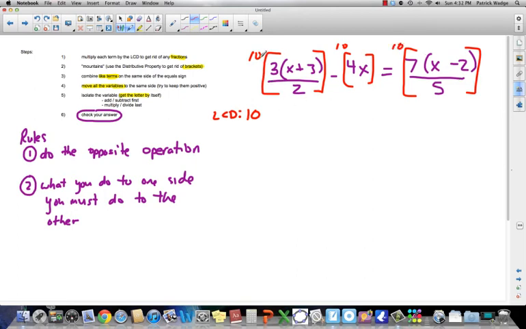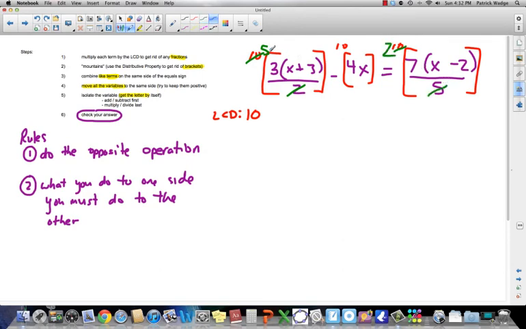Okay, now when you multiply by 10, you could do the 10 times 3 to start and then divide by 2. But what I invite you to do, I think is a good idea, is to do the dividing first. So what's 10 divided by 2? 10 divided by 2 is 5. All we have left there is 5. Don't have to divide here. 10 divided by 5 is 2.